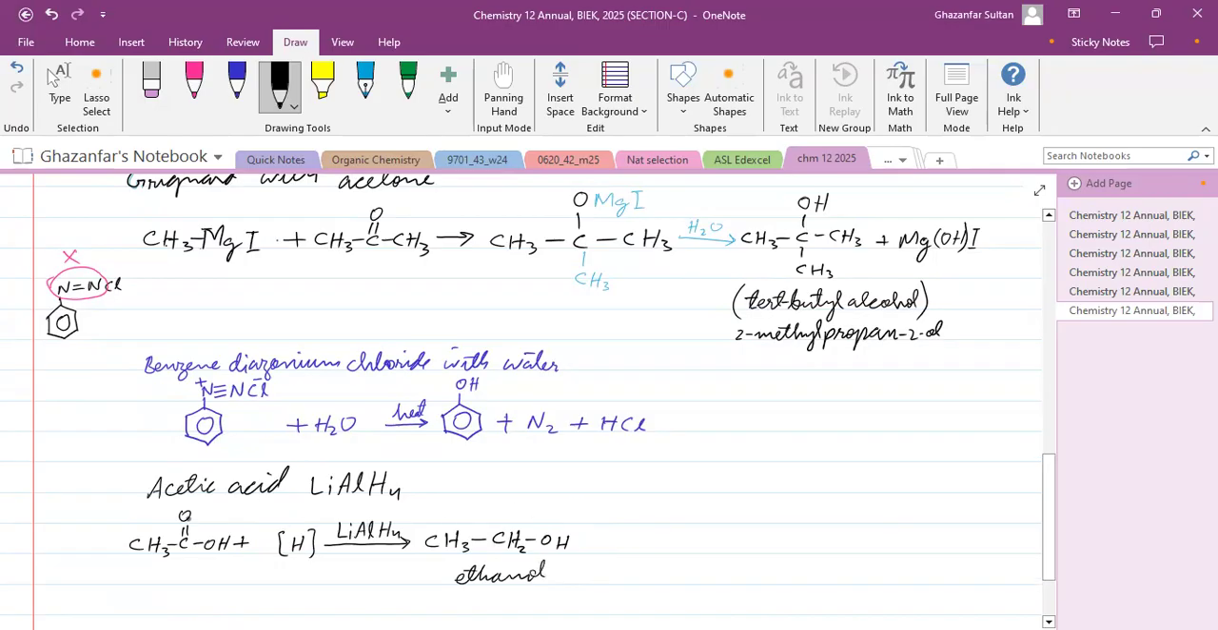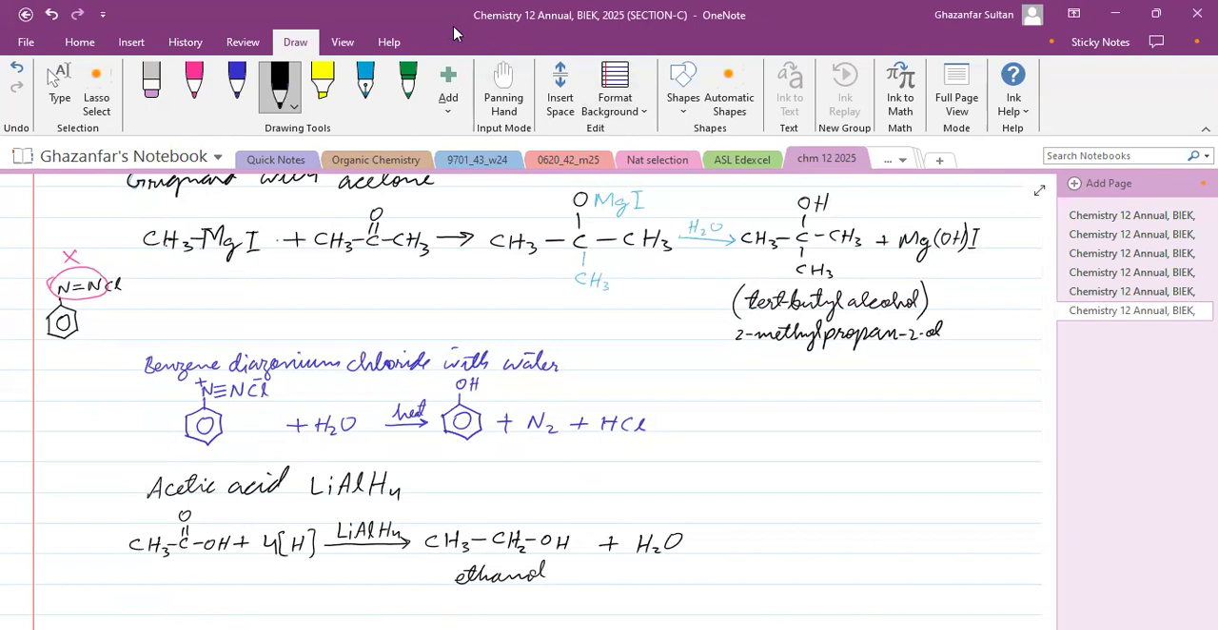And where is this oxygen? This oxygen goes to form water. So total 4 hydrogen atoms are needed: 2 for water and 2 are added here. So you can balance this reaction as well. So acetic acid or ethanoic acid can be converted into ethanol by this reducing agent.